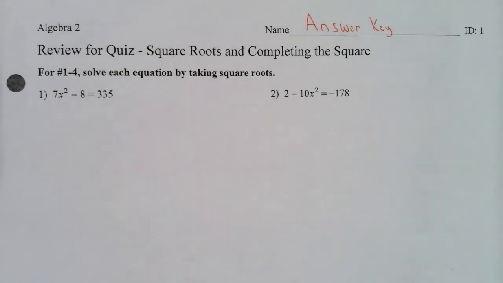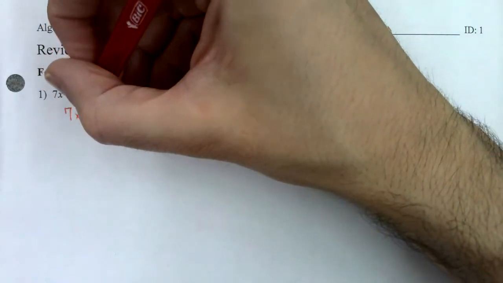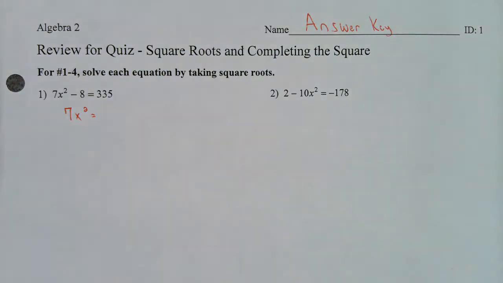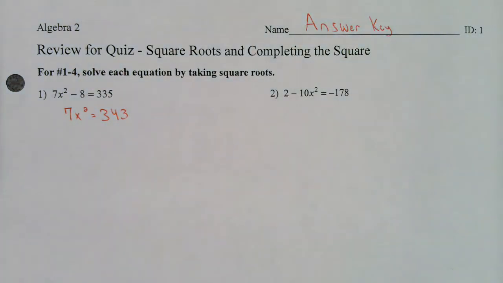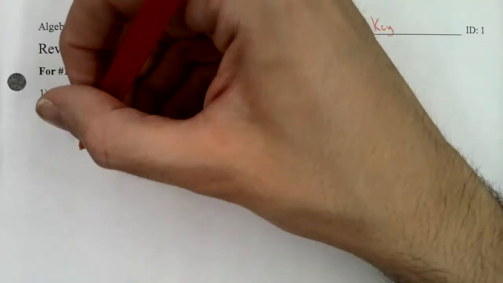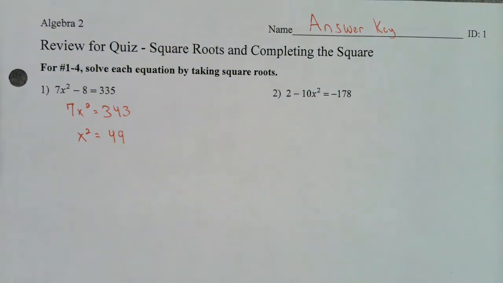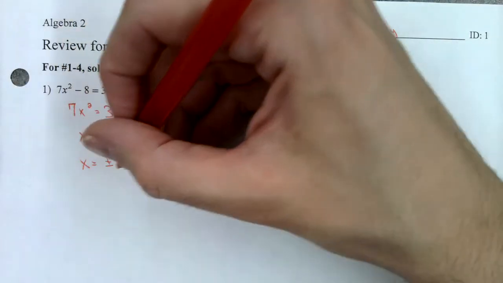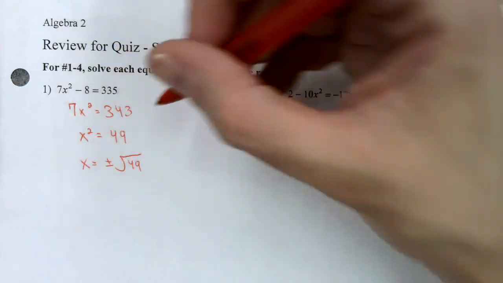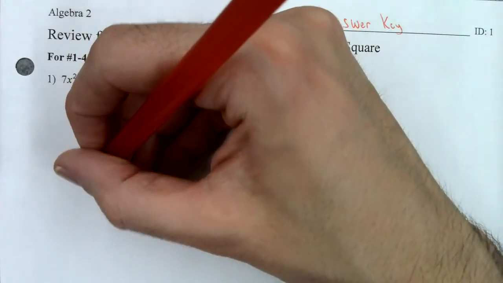So for this first problem, you're going to add 8 to each side of the equation first. So you get 7x squared equals 335 plus 8, which is 343. Next thing you're going to do is divide each side by 7. So it gives you x squared equals 49. And then you take the square root of each side. The square root of x squared is just x, and you're going to do positive and negative square root of 49. That's a perfect square. That's going to be positive and negative 7.